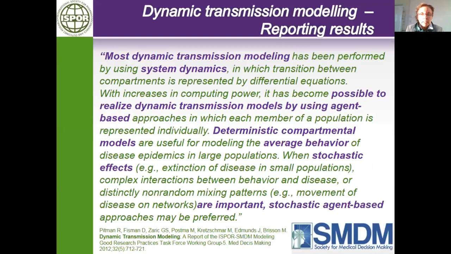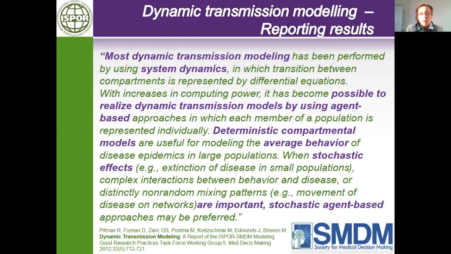In the good practice modeling papers, here we can read from the dynamic transmission modeling group that most dynamic transmission modeling has been performed by using system dynamics, in which transitions between compartments are represented by differential equations. With increases in computer power, it has become possible to realize dynamic transmission models by using agent-based approaches in which each member of the population is represented individually.